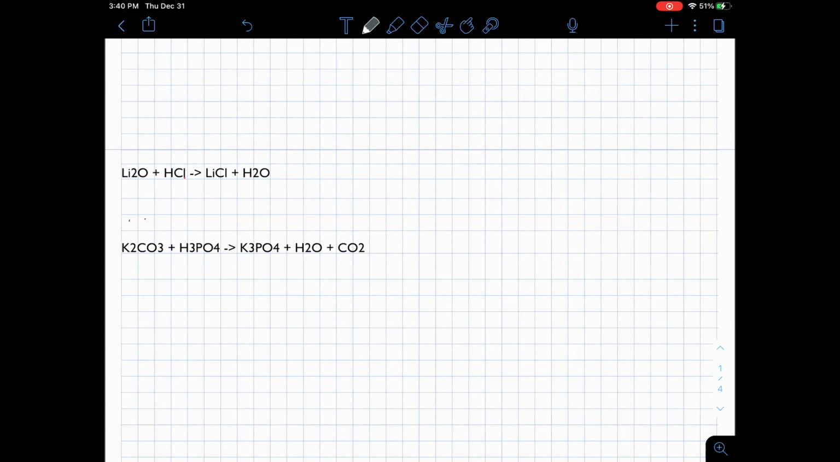Okay, so now that you know all that, let's do some questions here. So, before we begin, let's go count how many of each element is on each side. So, right now we're dealing with 4 different elements. Okay, so let's count how many of each are on both sides here. So, we have 2 lithium on the reactant side, 1 lithium on the product side. Oxygen, we have 1 on both. Hydrogen, we have 1 on the reactant side and 2 on the product side. And finally, chlorine, we have 1 on both sides.